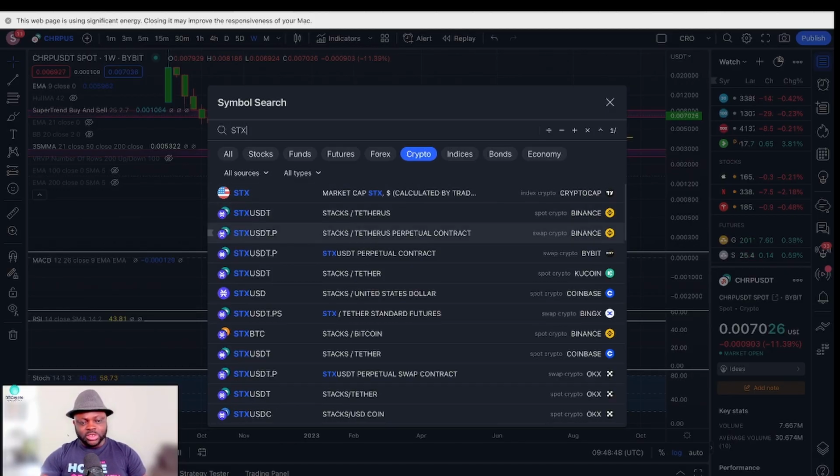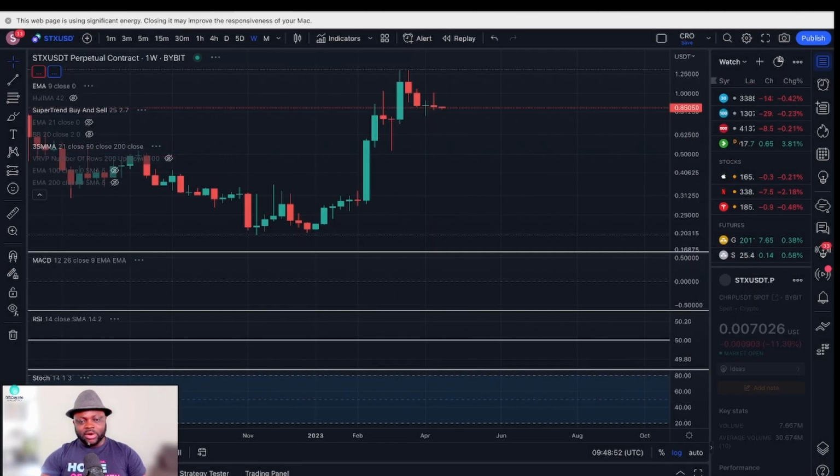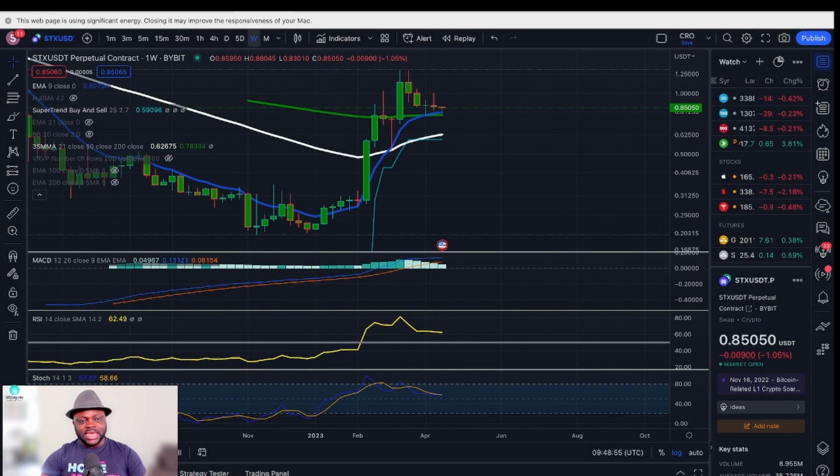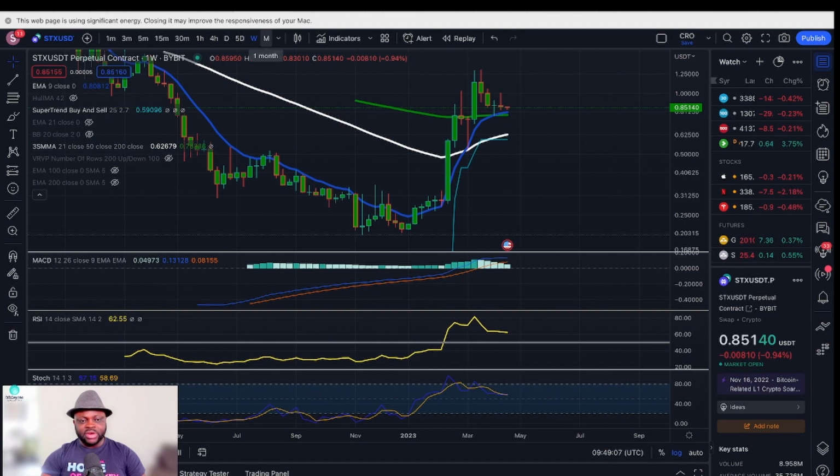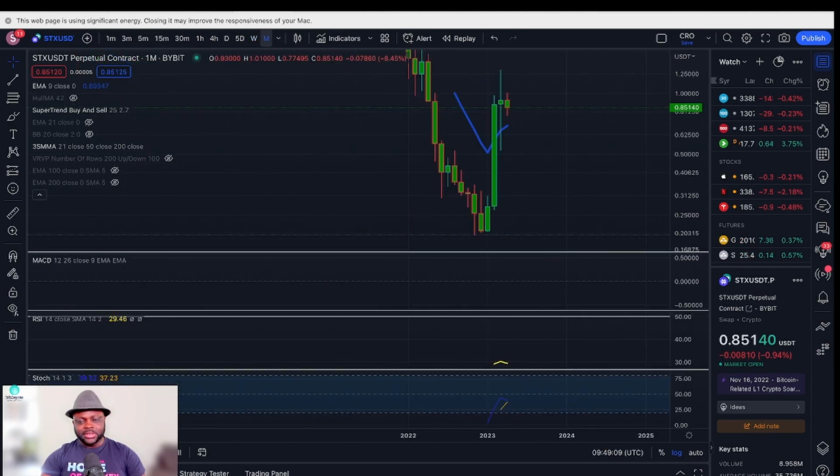Now, it shows that this token is on Binance and Bybit. Okay, I'm going to click on it and look at where it is right now for the weekly time frame, and it shows that this token has been pumping. Now let me go to the monthly time frame to look at this token. Okay, it seems as if this token has been pumping like crazy.